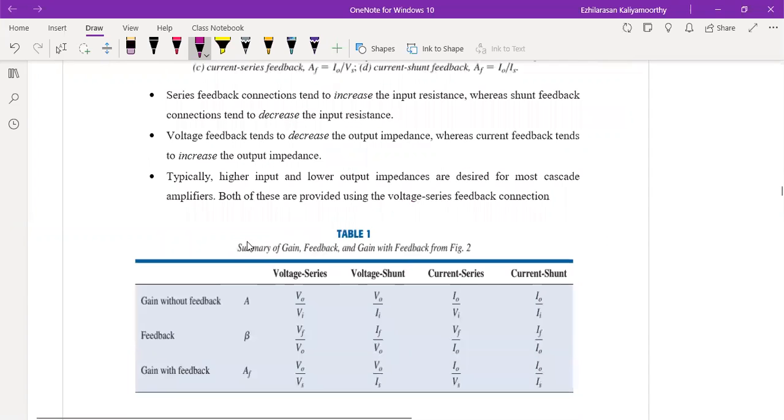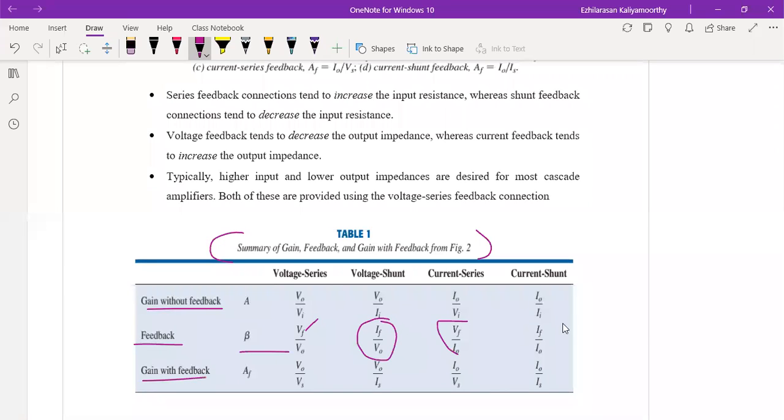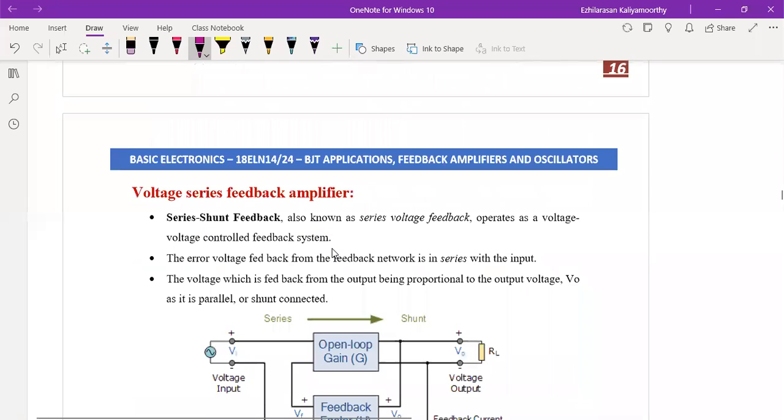For all four, the summary is given here: voltage series, voltage shunt, current series, current shunt. What will be the gain without feedback, what is the gain with feedback, what is the expression, and then what is the feedback gain also. Here it is given. In voltage series, the output is Vf, input is V naught. Sometimes I by V is there, sometimes V by I is there, sometimes If by I naught is there, because of the current.